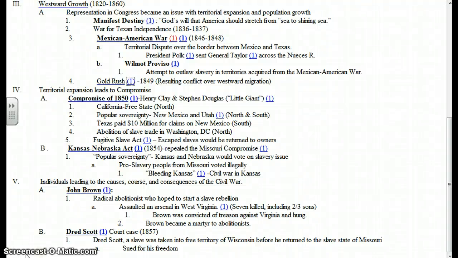Unit 5, Section 4 deals with territorial expansion which led to compromise. First, we have the Compromise of 1850.